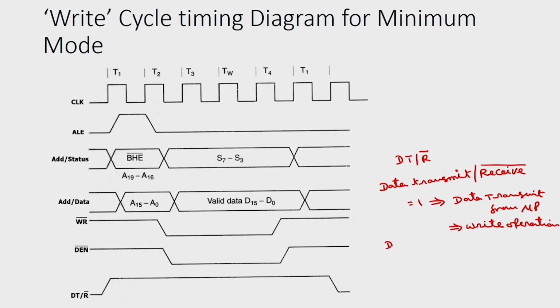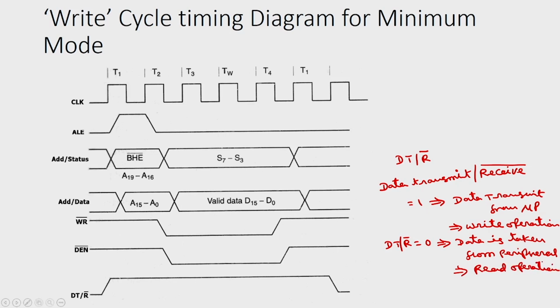So DT by R bar should be low, implies data is taken from the peripheral. So that means it is a read operation. That is why in case of read operation we can see that DT by R bar is low. In case of write operation, DT by R bar is high.